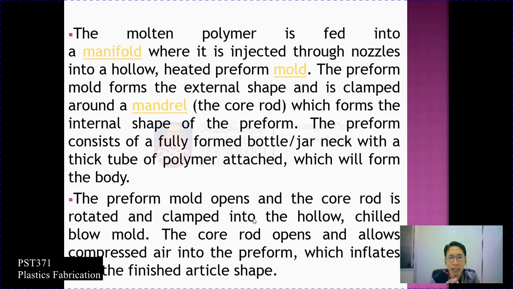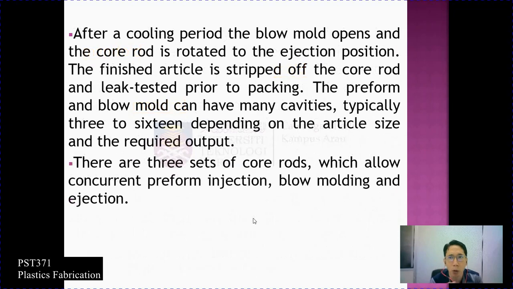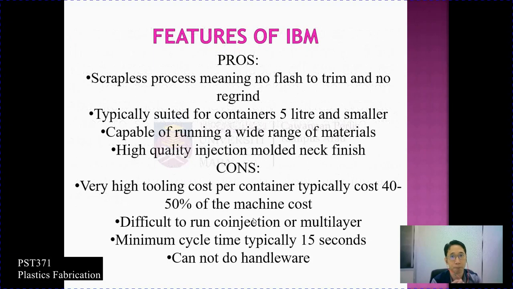The core rod opens and allows compressed air into the preform, which inflates it to the finished article shape. After a cooling period the blow mold opens and the core rod is rotated into the ejection station. So this is the third process. The finished article is stripped off the core rod and leak tested prior to packaging. The preform and the blow mold can have many cavities, typically 3 to 16, depending on the article size and the required output. There are 3 sets of core rods which allow concurrent preform injection, blow molding, and ejection.